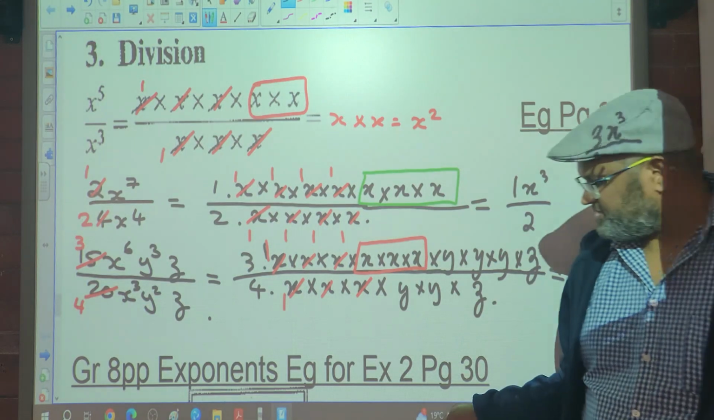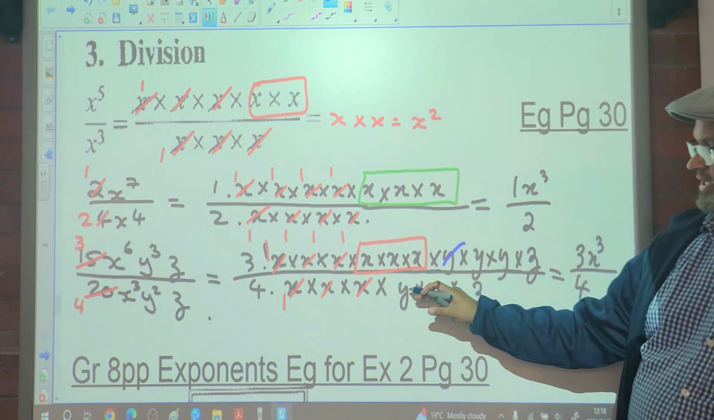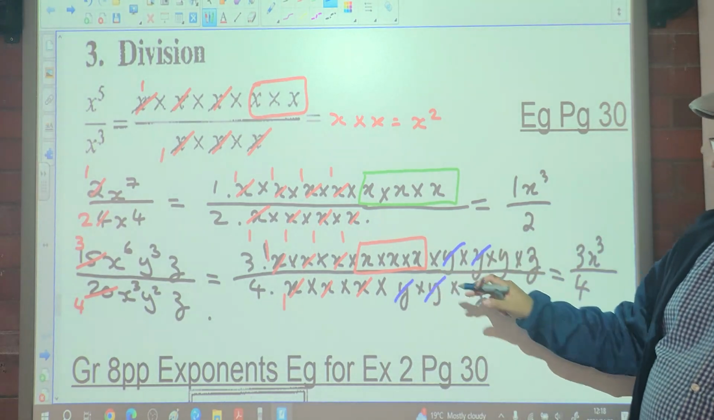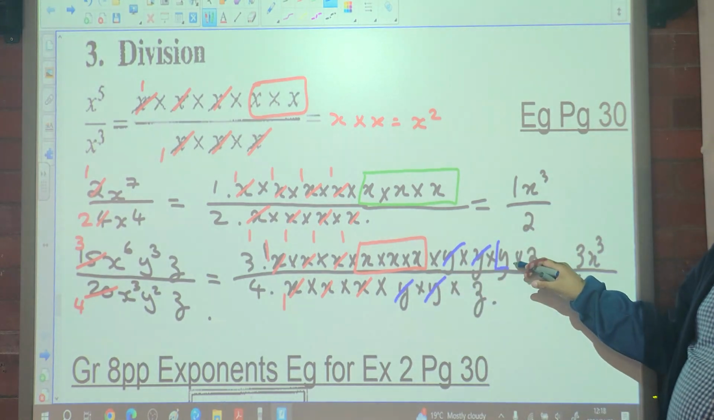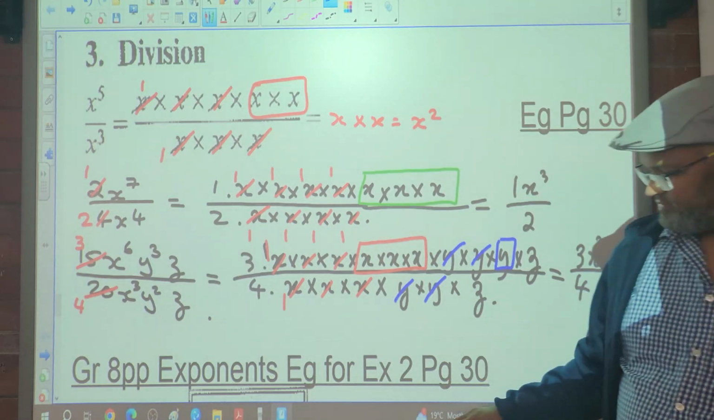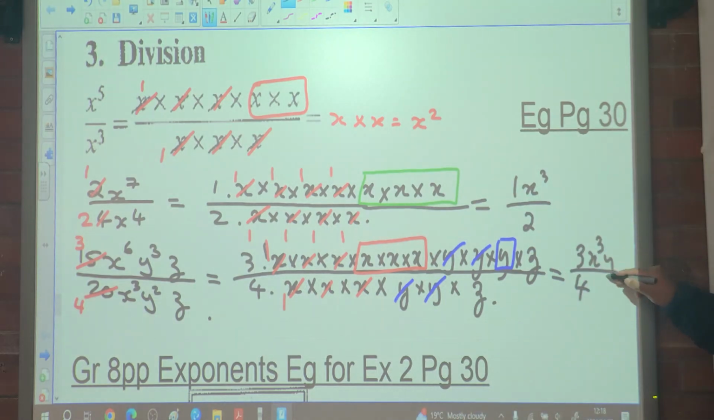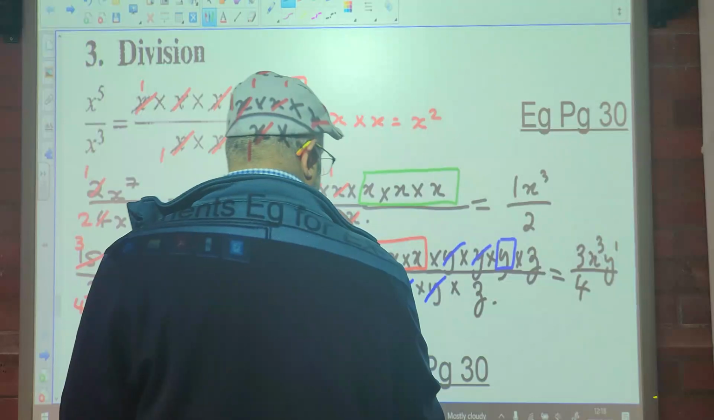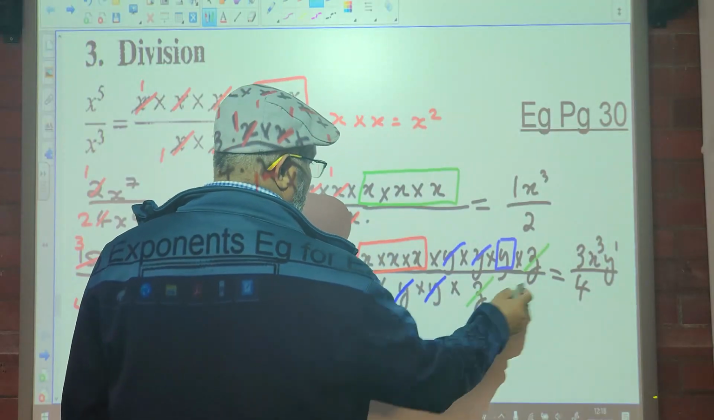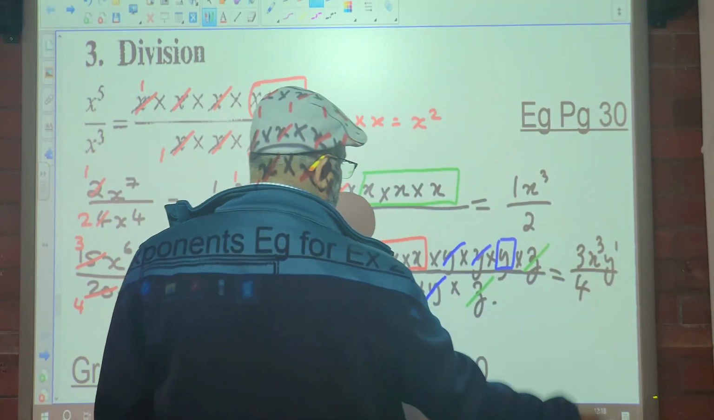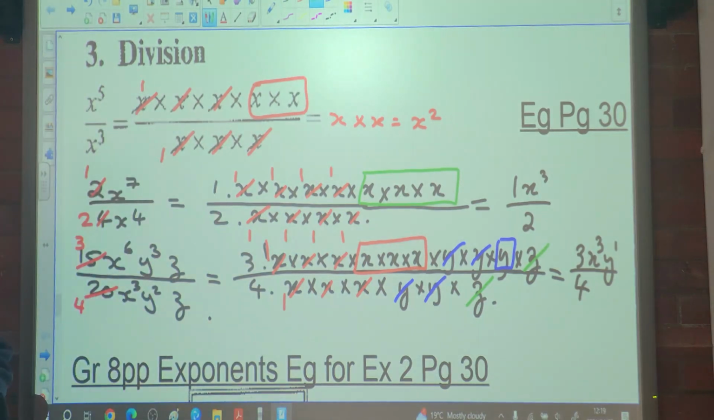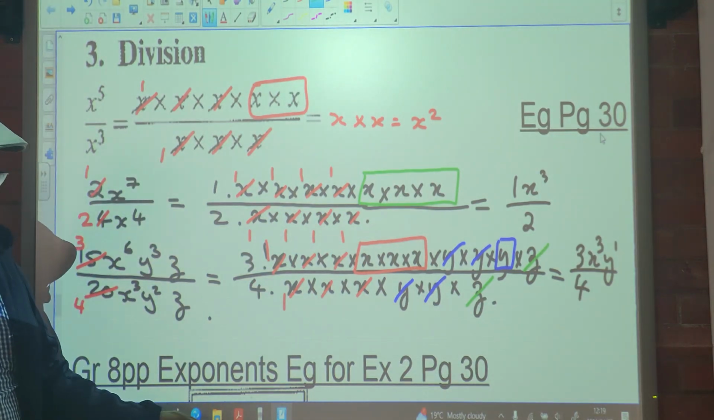Let's look at the y's. Y cancels y, y cancels y. How many y's am I left with? 1. This is going to be y or y to the 1. Not so? Do I have to write that 1 here? No. What do you notice about the z's? Also cancelled. So do I have to write the z there? No. That's the answer. Okay.